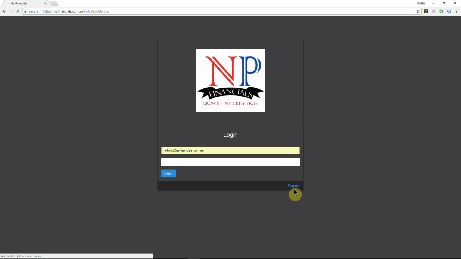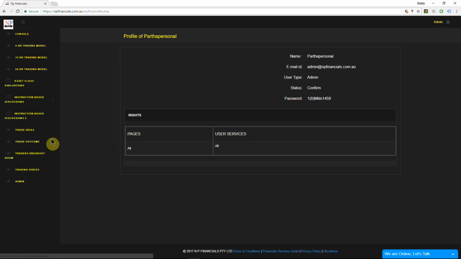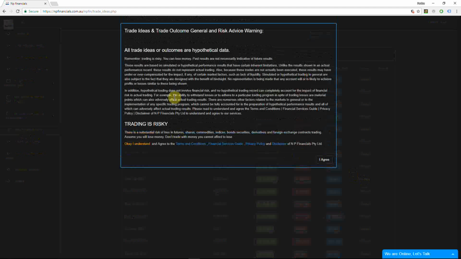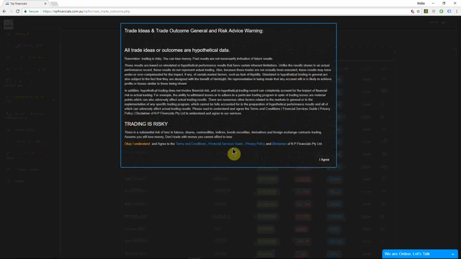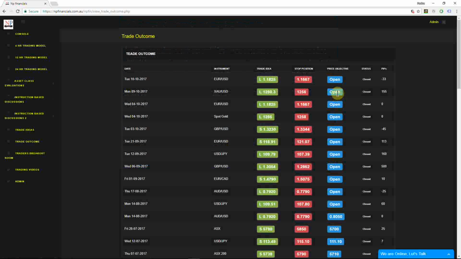First you have to register through this button, register. Then you can go to the trade ideas here. You have to agree that trading is risky, you can lose money, and past results are not necessarily indicative of future results. These are the trades which are closed, and you can see when it was given, whether it was long or short, and what the results were. If you want to see the results, you have to go to the trade outcome section, where you have to agree to the financial terms and conditions, the financial services guide and all these things. If you agree, we register, and then these are the outcomes.